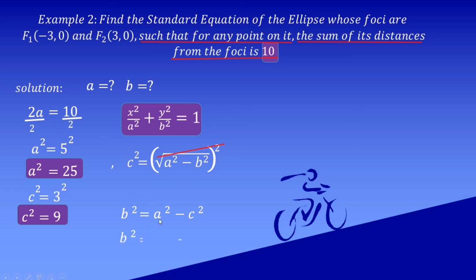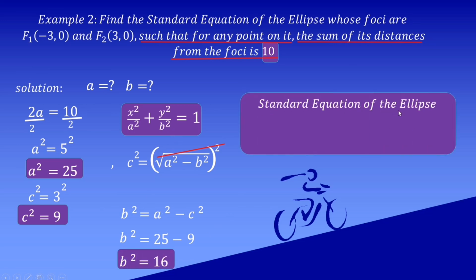So we have the B squared. Ang A squared natin is 25 minus the C squared is 9. Then B squared is equal to 16. Then we are going to find the standard equation of the ellipse. So we have here x squared over the A squared, that is 25, plus y squared over B squared natin is 16, is equal to 1.